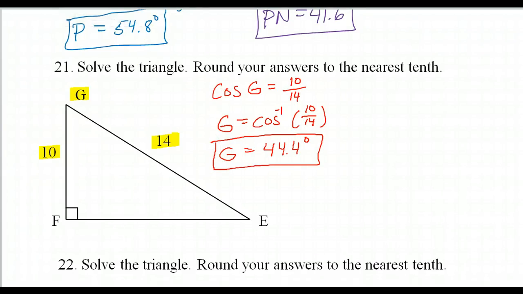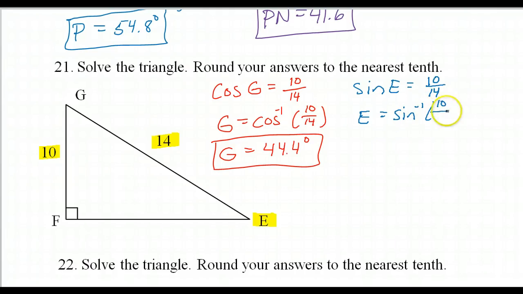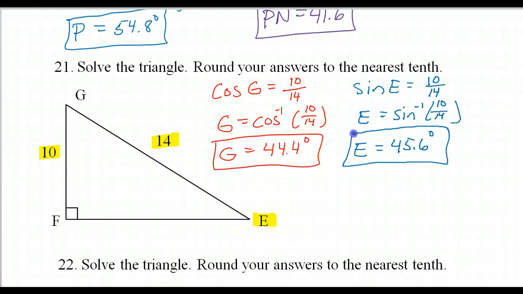All right, if I want to find angle E instead, now that's opposite over hypotenuse, so that's going to be the sine function. So sine E is equal to 10 over 14. Still 10 over 14. But E will equal the inverse sine of 10 over 14. So E is going to equal, let's see, inverse sine of 10 over 14, that's 45.6 degrees. So that's E.